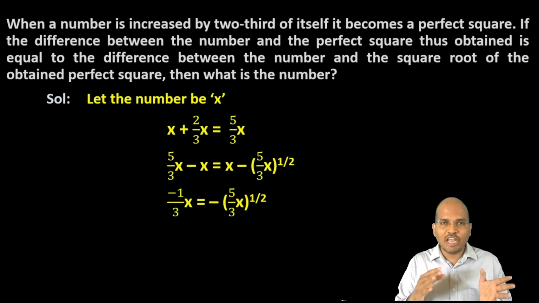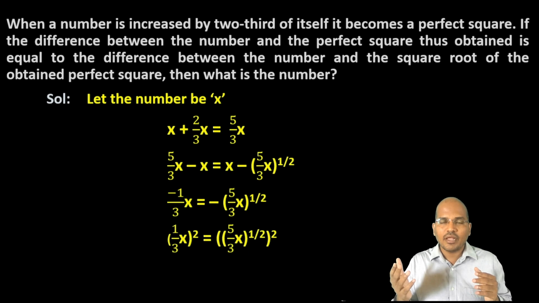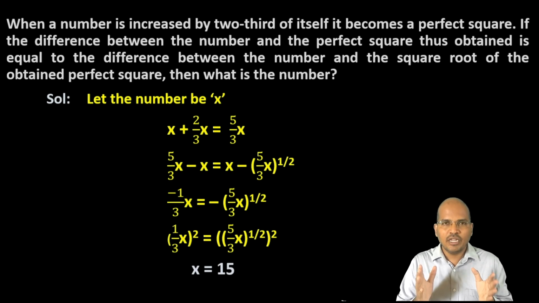Now shuffling the value of x and performing subtraction, you get minus x by 3 is minus 5 by 3x whole power 1 by 2. Minimizing the minus value, taking the square root on both sides, you get x square by 9 is same as 5 by 3x. The value of x is 15. So if you have doubts, just use some common sense.